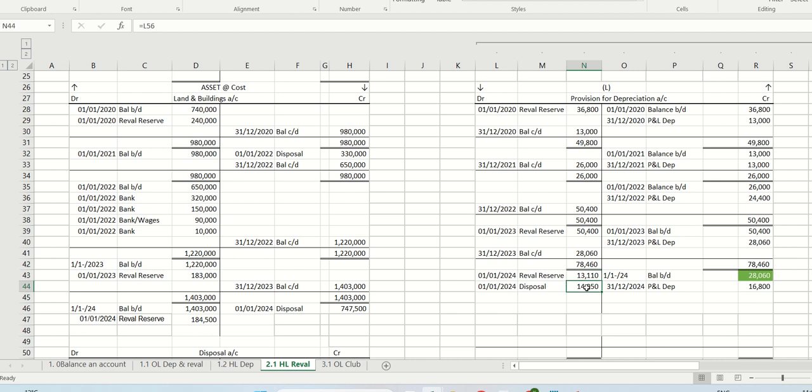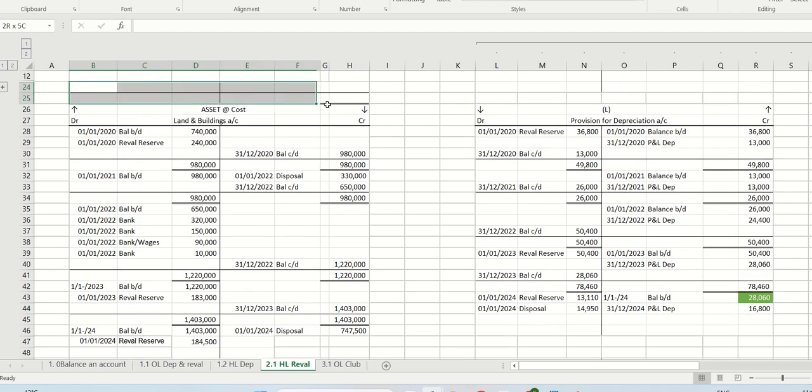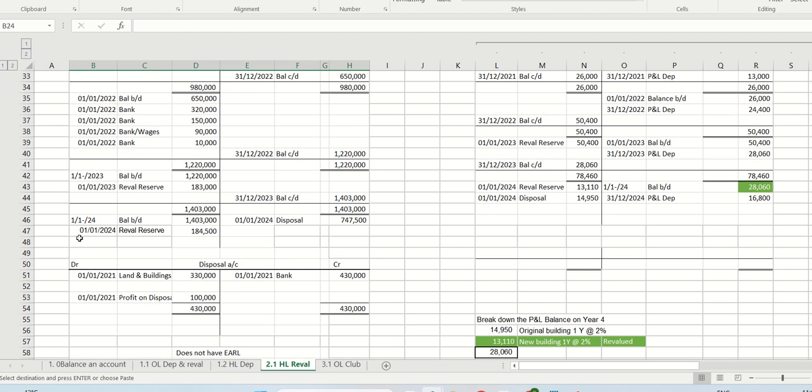The other portion of it went to the disposal account because we sold the original building. So everything we had at the start of the year, the full 28,060, is gone. And now we have new depreciation, and the revalued asset is what's left inside there. So we're balancing our account now. The final balance. It's a bit of a squeeze for me over here now.